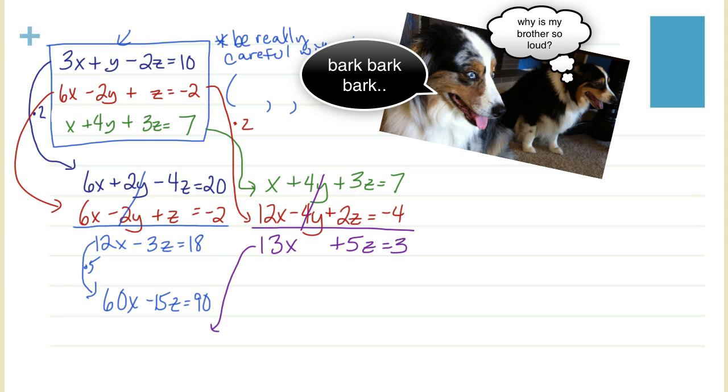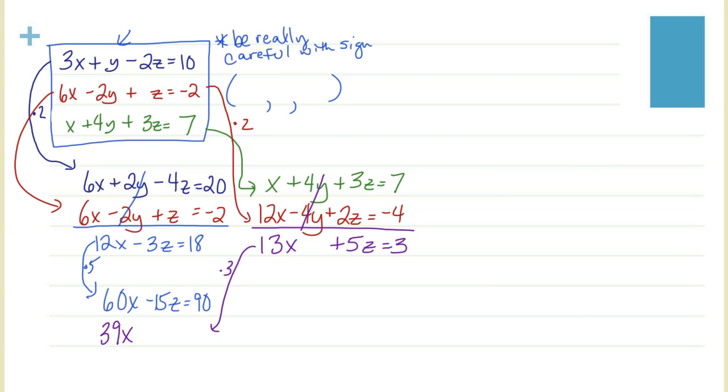And I'm going to take this one and multiply by 3. Again, I don't have to change the signs, and I get 39x plus 15z equals 9. And so now my z's drop out. So 60 and 39, wow, that's a big number. It's 99. But look, we also have 99 over here. So x equals 1. So there's one of our answers.